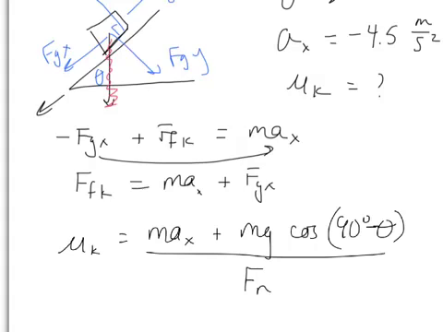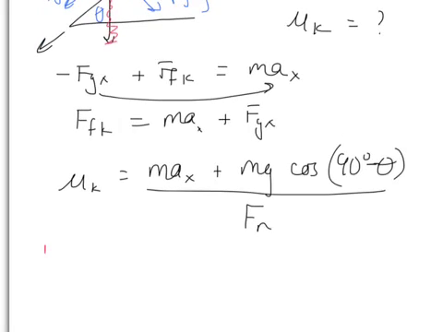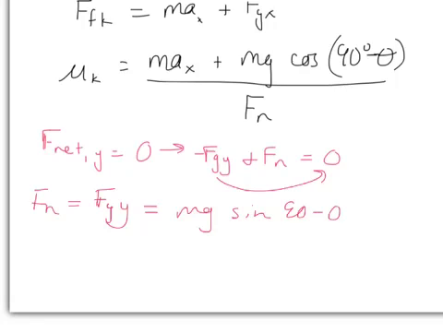So that's our answer for mu k, but clearly we need Fn, so let's go to the y direction. The object isn't floating off the ramp by any means in the vertical direction, so we can say Fnet equals ma, but since it's not floating, a is 0. So in the y direction, we've got the force of gravity in the y direction acting down, and the normal force acting up out of the ramp, and that equals 0. Let's solve for normal force in that expression, giving us that normal force equals FGy. Okay, again, by adding this over, and then replace FGy with mg sine of 90 minus theta.